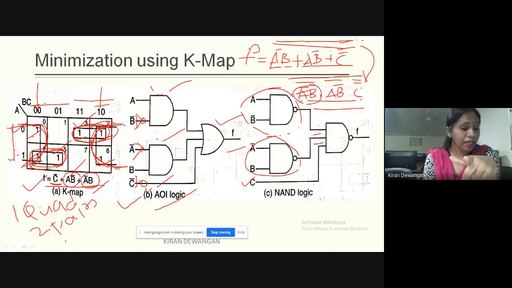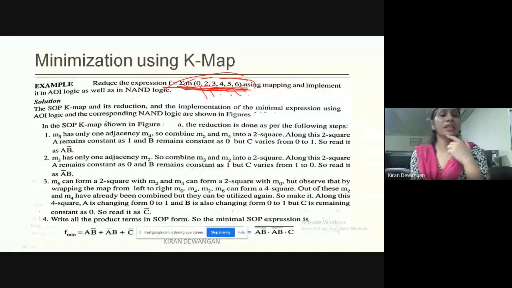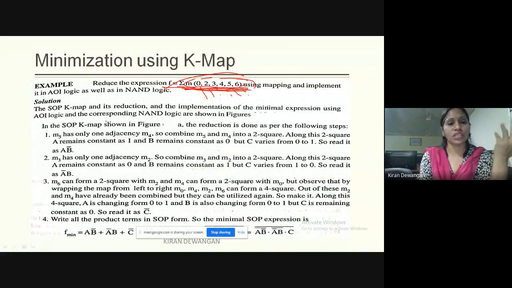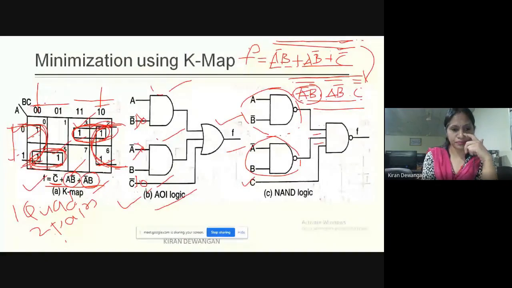This is important because the question will come of this form. That is, you will be given this function. We'll have to reduce it using mapping, and we'll have to implement it in AOI logic as well as in NAND logic. Both. Either it can ask for NAND or it can even ask for NOR logic. Clear? So this is how we have to design.